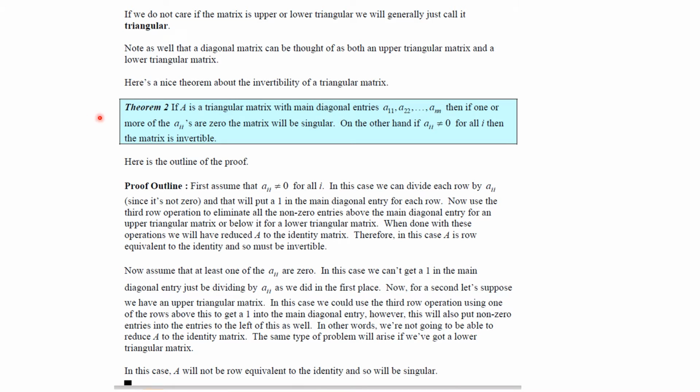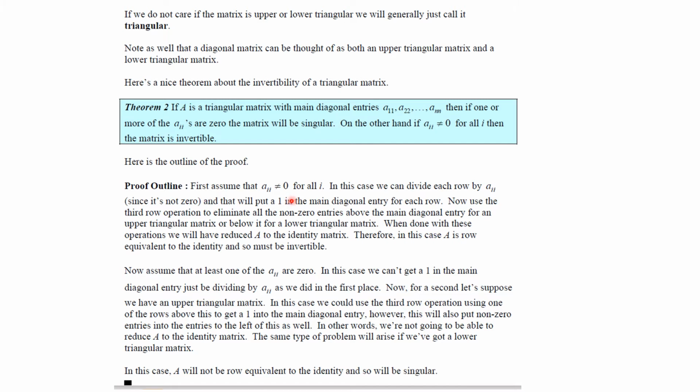The theorem states, if capital A is a triangular matrix with main diagonal entries lowercase a11, lowercase a22, all the way through lowercase ann, then if one or more of the aii's are zero, the matrix will be singular. On the other hand, if none are zero, that is, the aii's are not equal to zero for all i, then the matrix is invertible. Here's an outline of the proof.